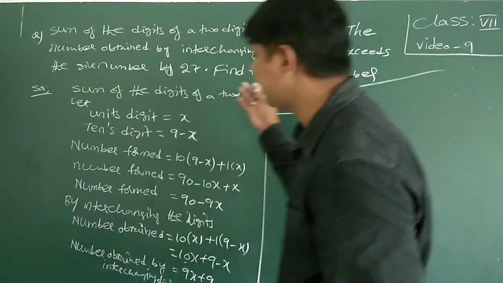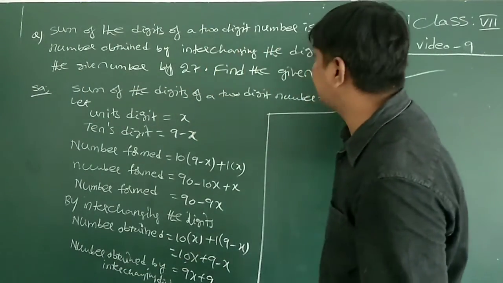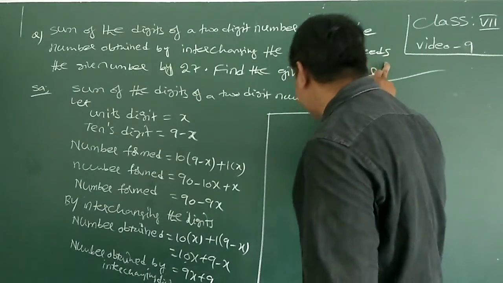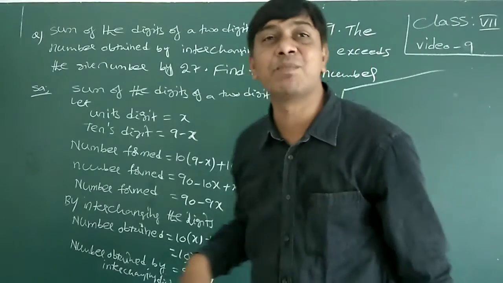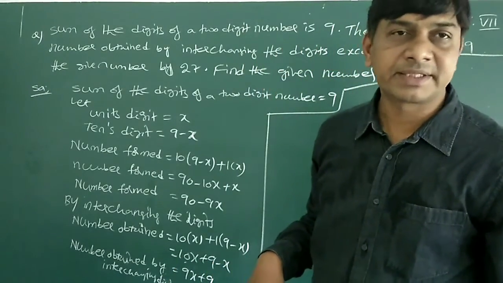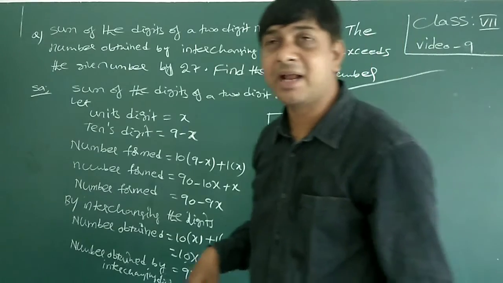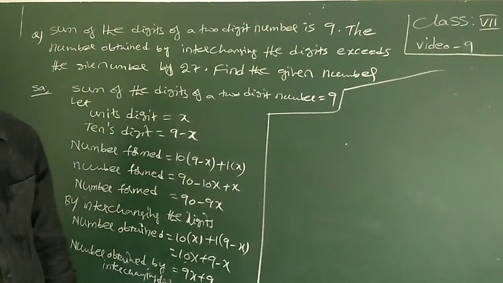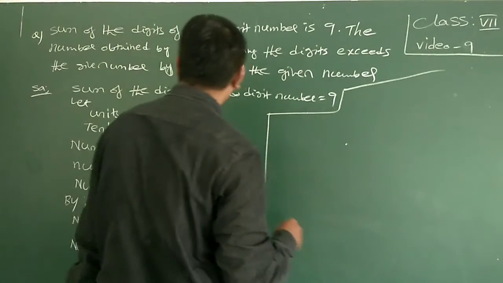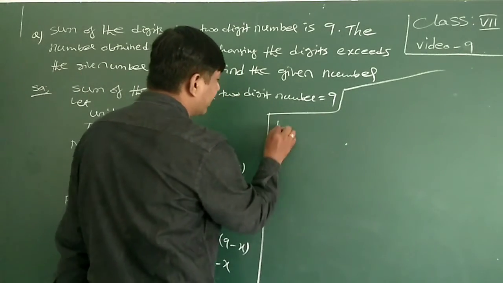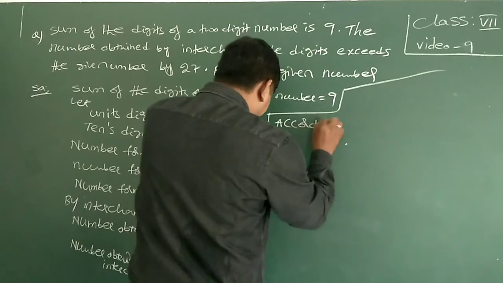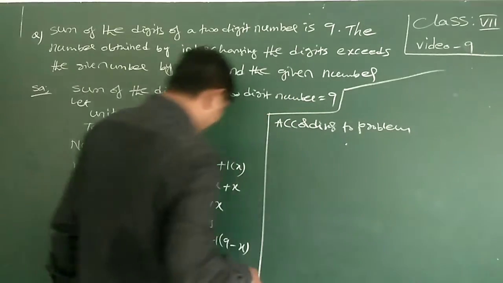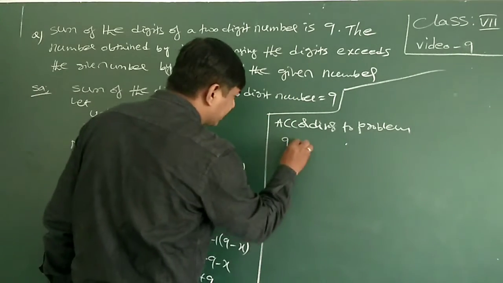Understood? Here the number obtained by interchanging the digits exceeds, means more than the given number by 27. What is the interchanged number according to the problem? The interchanged number is 9x plus 9.